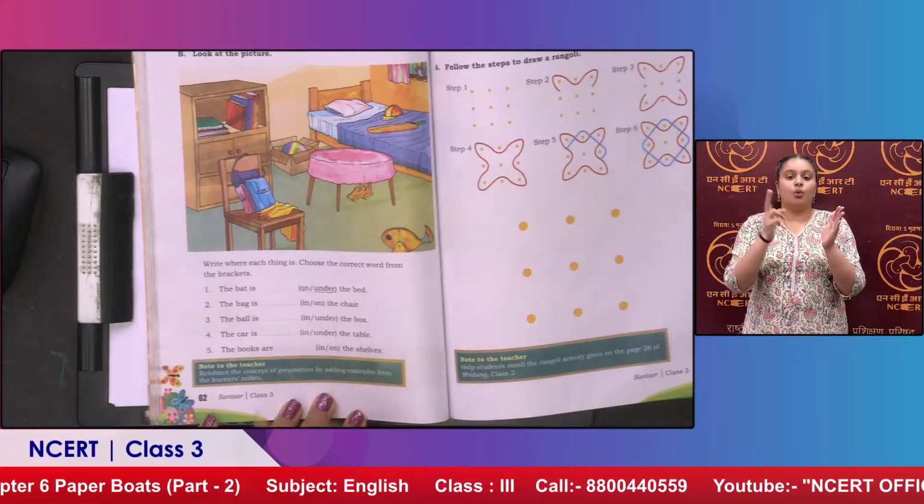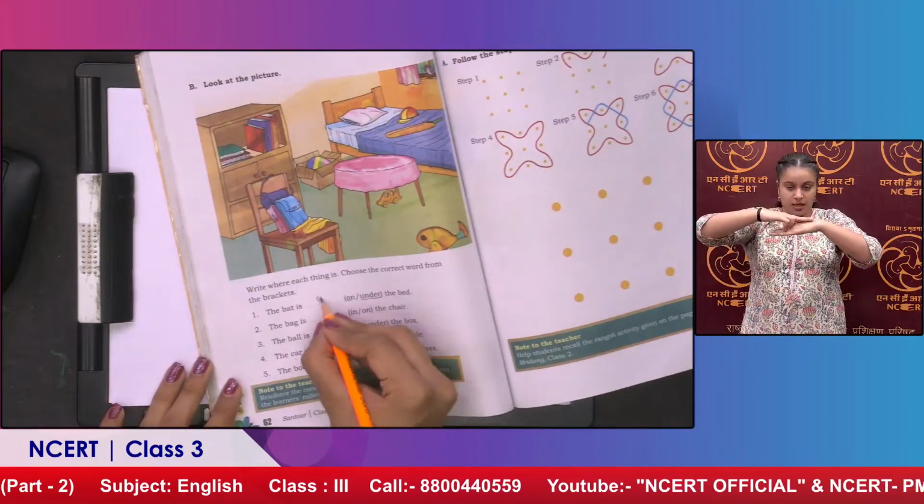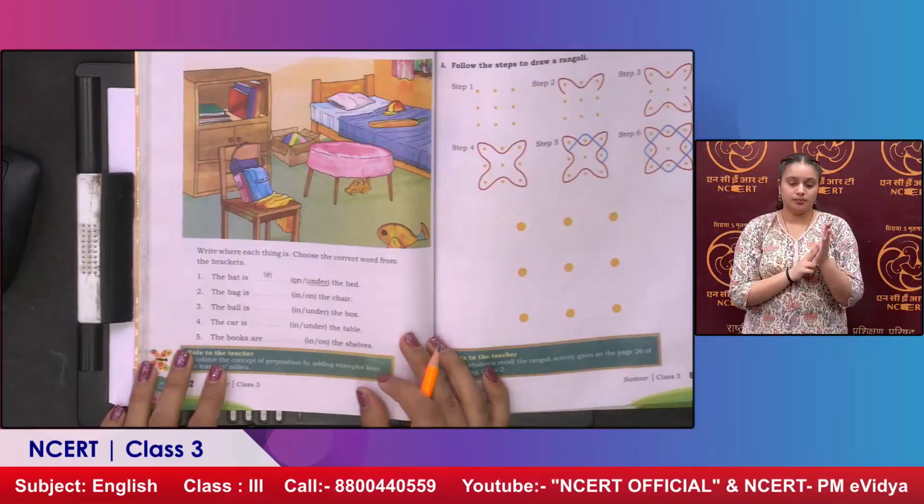On the bed? Yes, absolutely correct. The bat is on the bed. It is on top of the bed. So, here we will use on. Okay, the correct answer will be on.